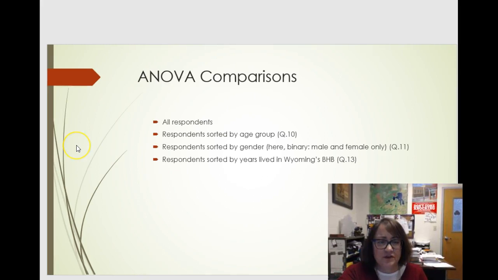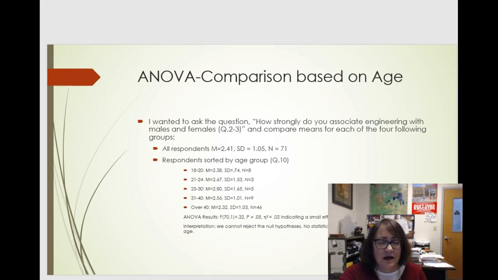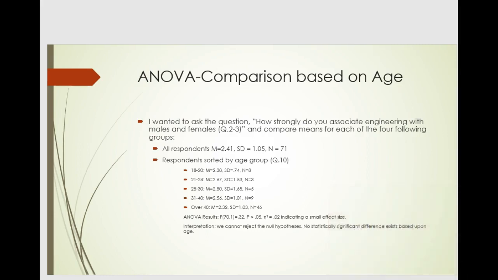So the first thing I wanted to do were some ANOVA comparisons. And I really focused on the second question about engineering. In other words, how strongly do you associate engineering with males and females? And what I found was, I'm going to hide my face here so that you can just see the rest of the screen, that for all respondents, the mean was 2.41, which means slightly oriented toward male, more associated with males. A standard deviation of 1.05 with 71 full-on respondents. By age group, you can see that the mean breaks down.